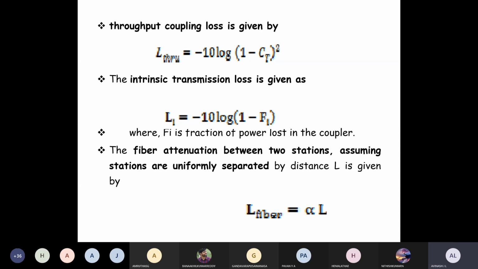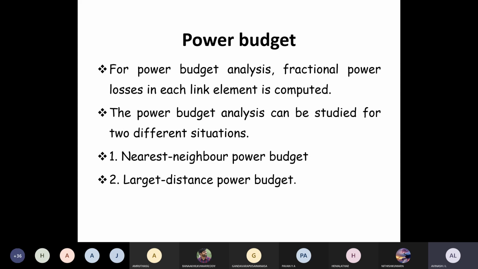Once you're done, we'll go to the next slide. Power budget. When you are talking about the power budget, for the power budget analysis, the fractional power loss in each link element is computed.